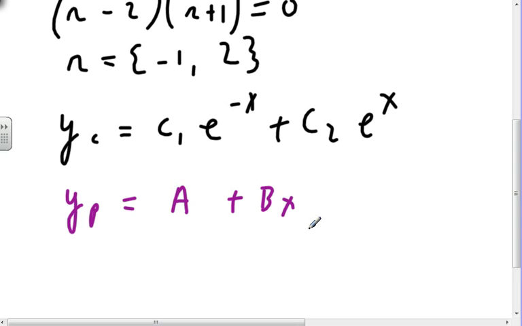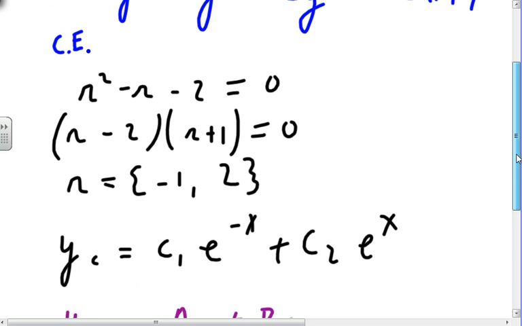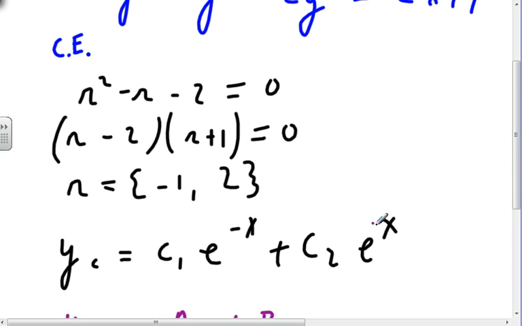For the characteristic equation, are you supposed to have one of those like C2 e to the 2x? Oh yes, like that one there?